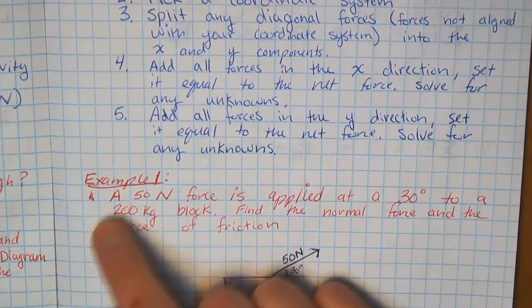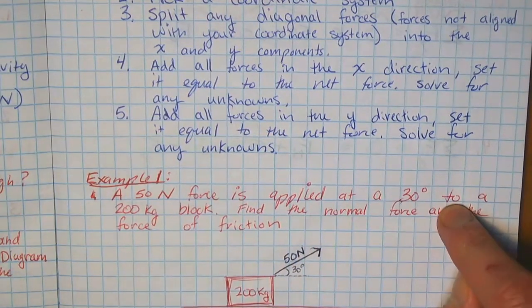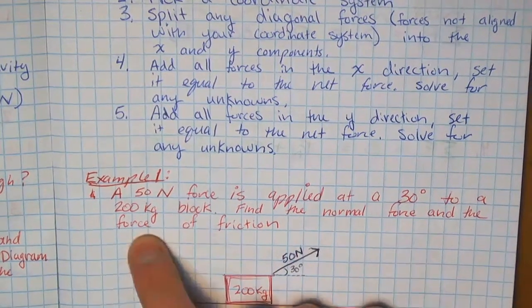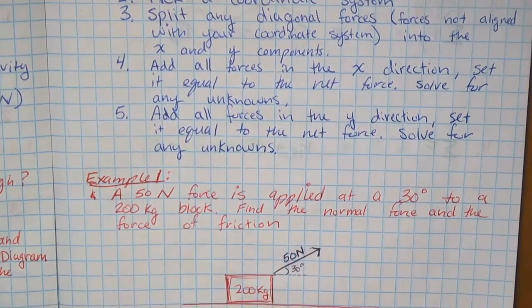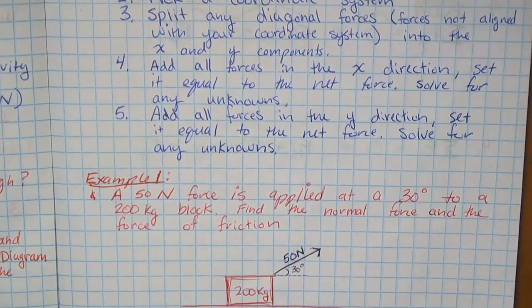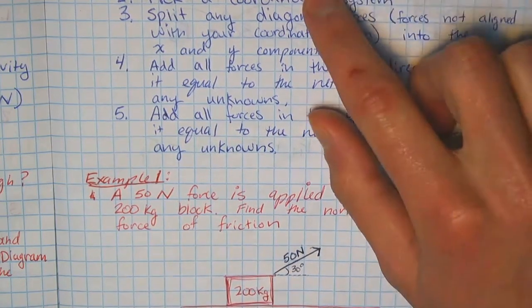Here's our first example. A 50 Newton force is applied at a 30-degree angle to a 200 kilogram block. Find the normal force and the force of friction. Okay, so here's just a little picture of it. We got a block, we got a line coming off the side there. So let's go ahead and follow the directions.